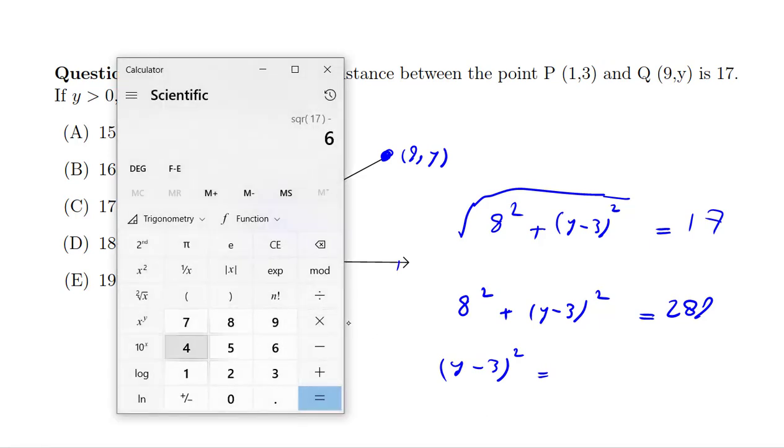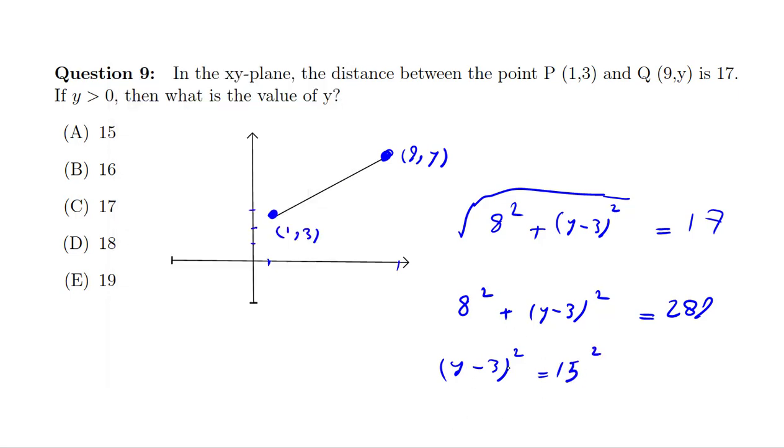Minus 64 is 225. This is squared, okay, but 225 we know that is the square of 15. Let's take the square root, it is 15 to the 2. So y minus 3 is 15. So y is 15 plus 3, which is 18.